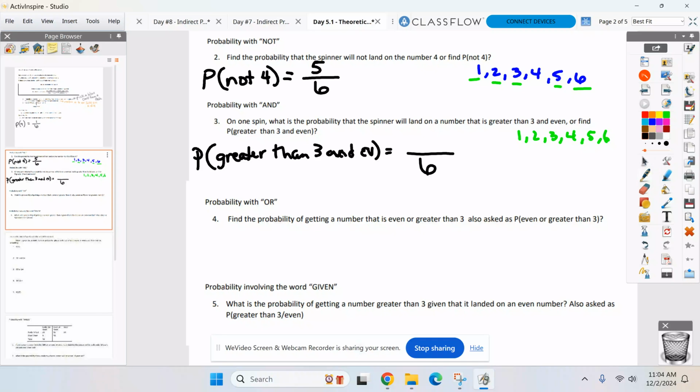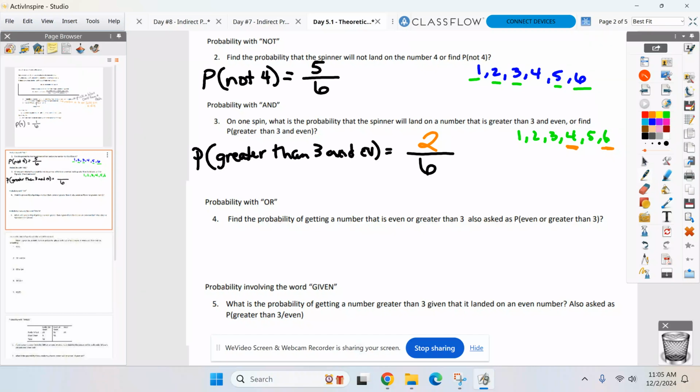Ready? 1 good? No. Nope. 2? No. Nope. Yes. Wait, why doesn't 2 work? It's even, but it's got to be greater than 3. It's got to be both, right? And even. So that's why 2 doesn't work. 3 going to work? No. Nope. 4? 5? 5 work or no? No, it's got to be even too. 6? Okay, so how many work out of those 6? 2.